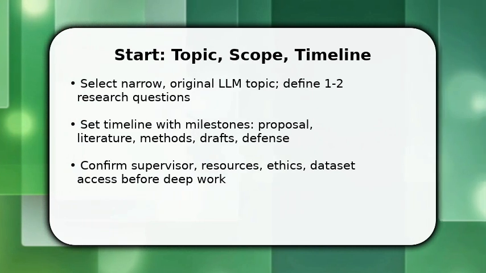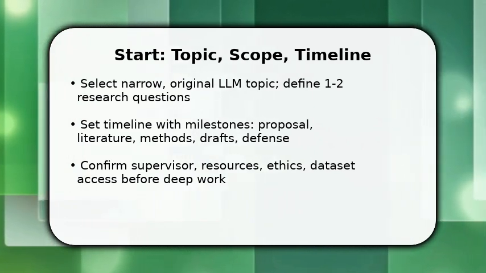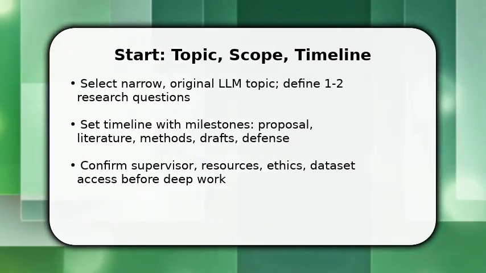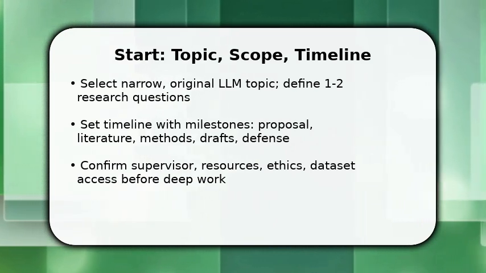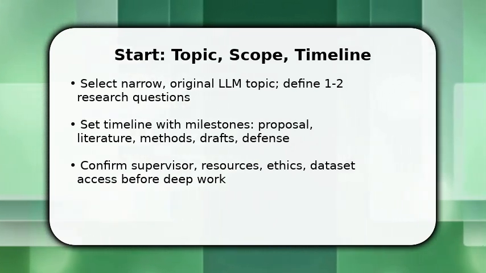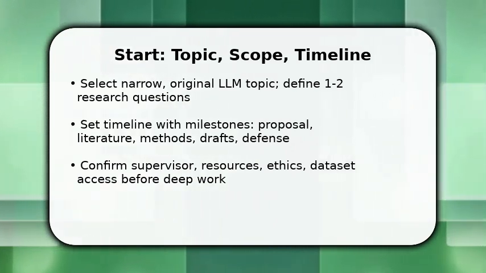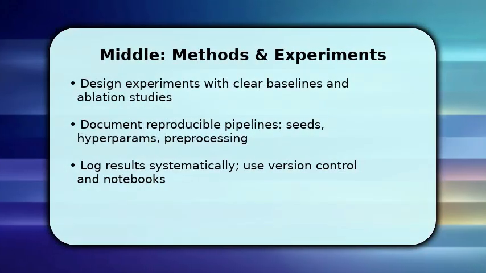Start literature triage now. Collect 30 core papers. Tag by method, dataset, and gap. This gives immediate direction. Now build your methods and experimental plan with reproducibility at the center. You should pick baselines, evaluation metrics, and at least one ablation to isolate effects.